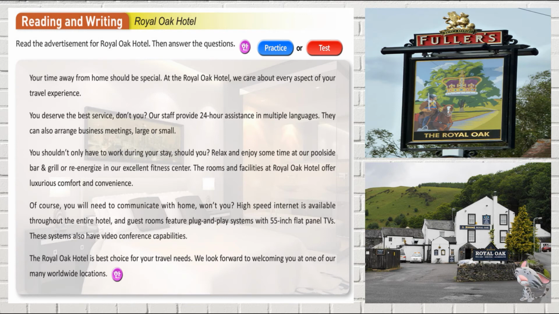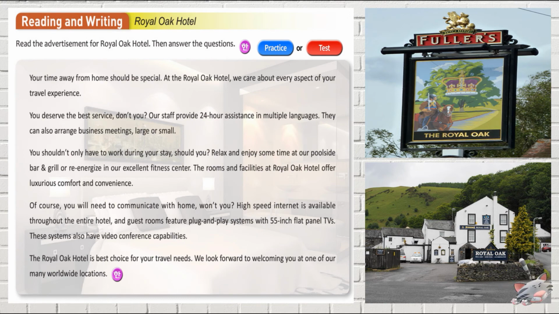So here, as it says, read the advertisement. This is the advertisement, and then answer the questions. So what we will do is we will read it to you, and then we will give you the answer to the questions. All right. So listen as we read Unit 10's reading, Royal Oak Hotel.